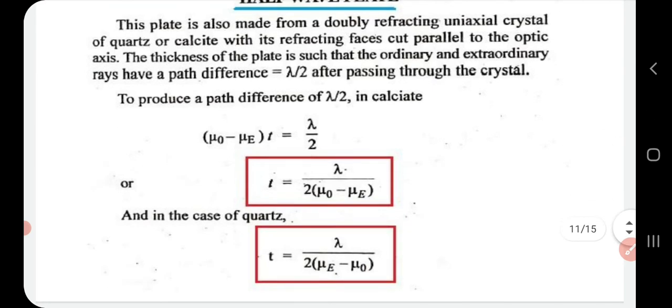Now similar to the above, to produce a path difference of lambda by 2 in calcite, (mu0 minus mu e) T will be equal to lambda by 2. So T will be lambda by 2 (mu0 minus mu e). In the case of quartz, it will be T equal to lambda by 2 (mu e minus mu0).